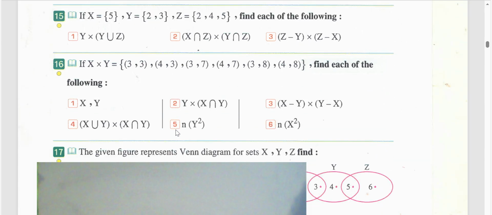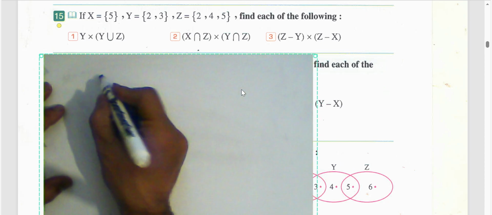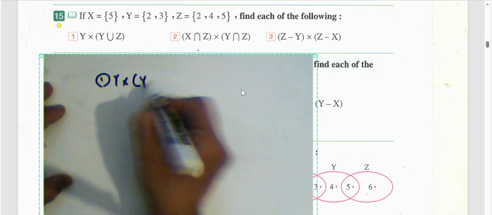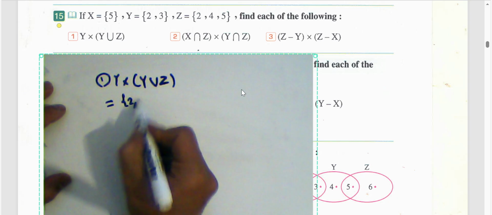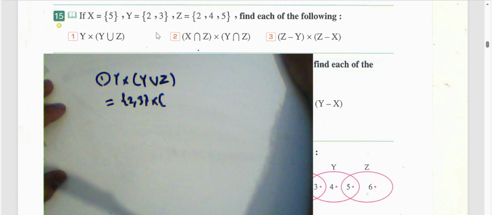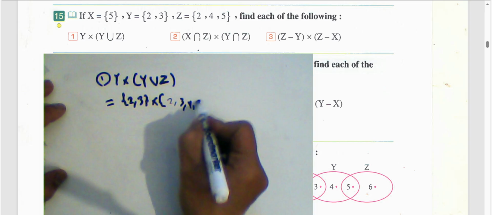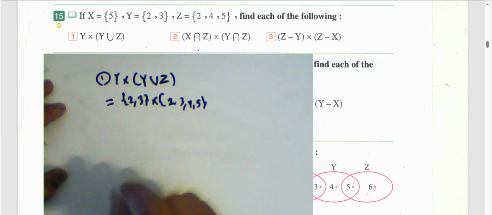Solution also number 15, like last idea about union. You want to find y, Cartesian product by y union z. The element of y was 2 and 3, Cartesian product by union y and z. Y and z we can write 2, 3, 4, 5. Union between y and z, and then you can complete.